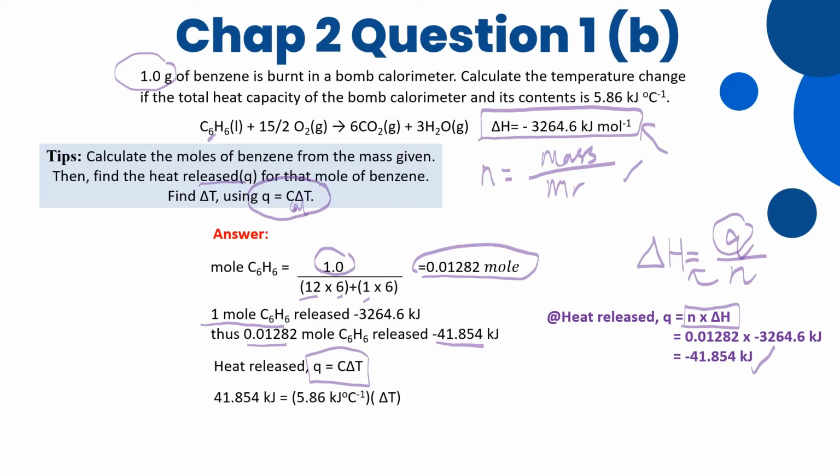Q is 41. So just ignore the negative sign because we just want the value of heat release. And C is the heat capacity from the question, 5.84. So we can find delta T. Delta T is 7.14. And let's answer the question. The question asks what is the temperature change. So we just write that temperature change is 7.14 degrees Celsius.